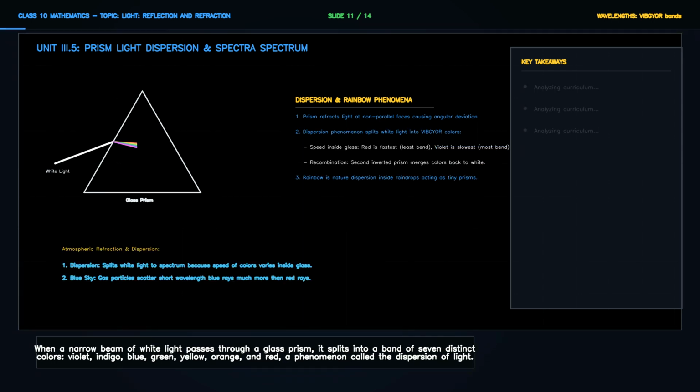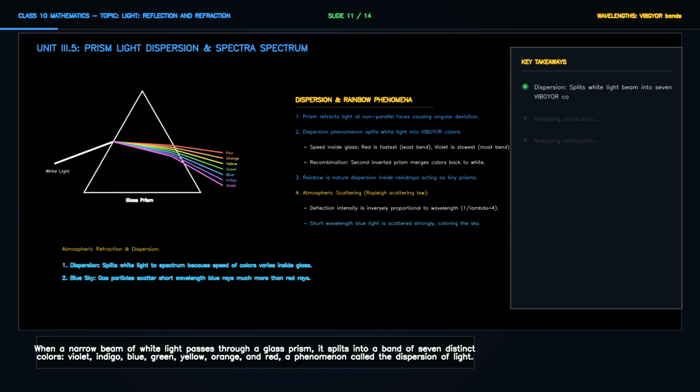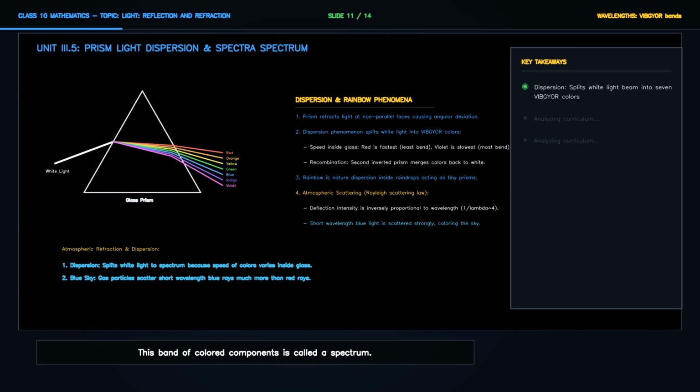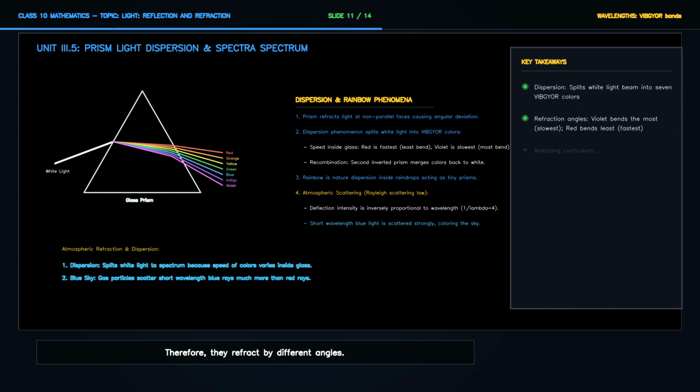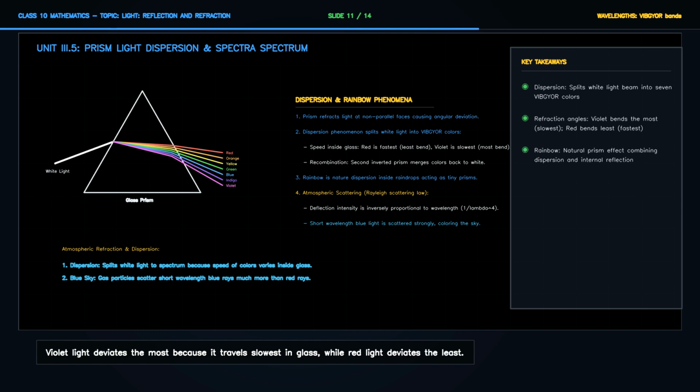When a narrow beam of white light passes through a glass prism, it splits into a band of 7 distinct colors: violet, indigo, blue, green, yellow, orange, and red, a phenomenon called the dispersion of light. This band of colored components is called a spectrum. Dispersion occurs because different colors of light travel at the same speed in vacuum but at different speeds in glass. Therefore, they refract by different angles. Violet light deviates the most because it travels slowest in glass, while red light deviates the least.